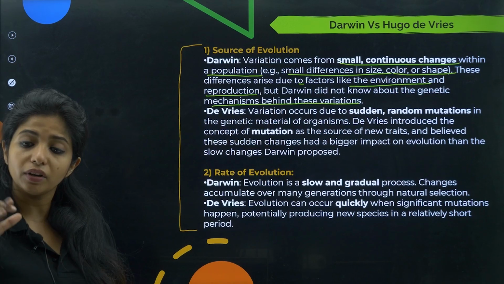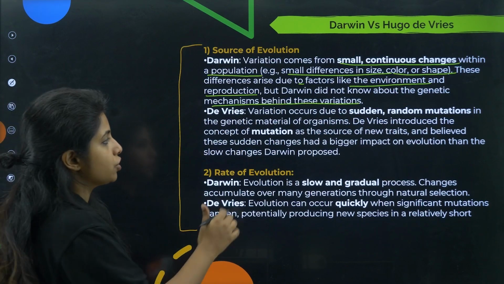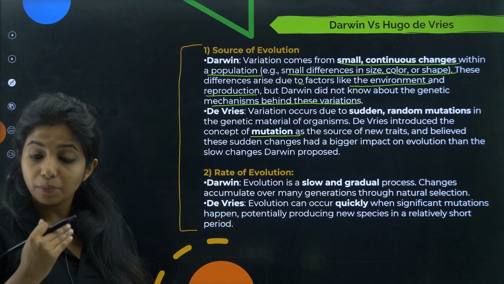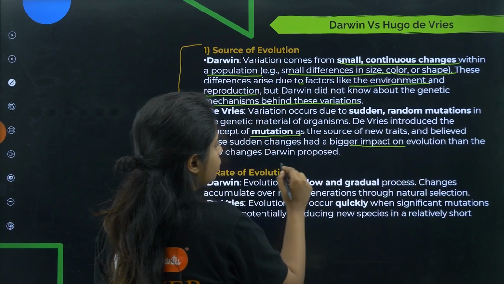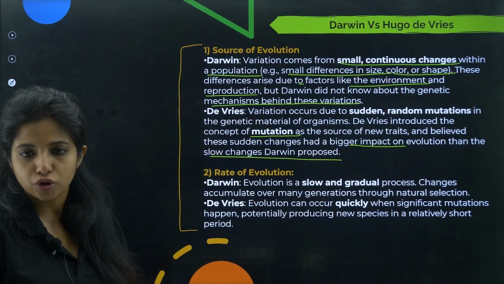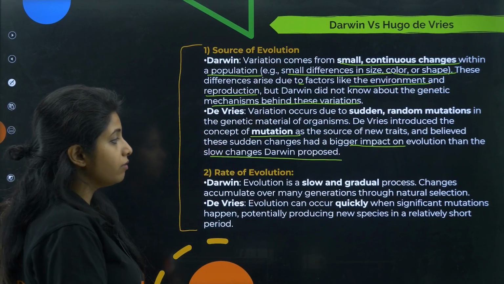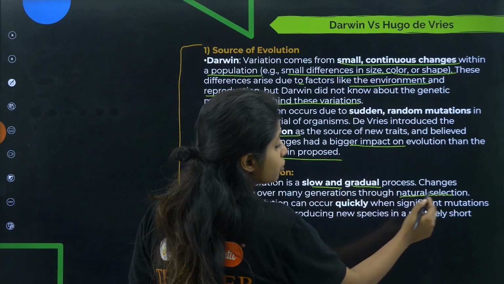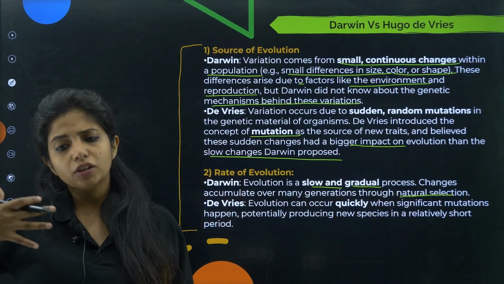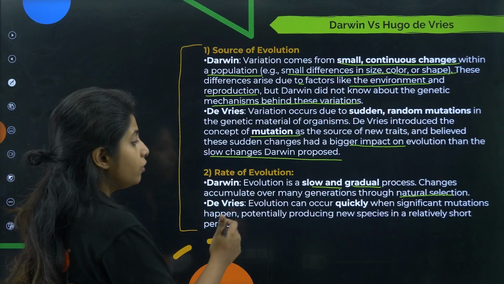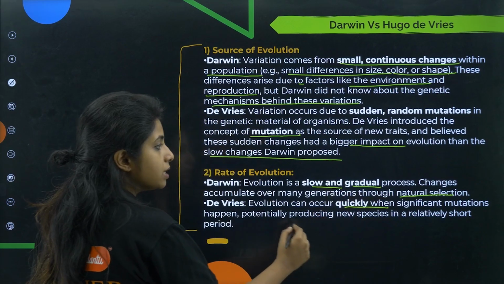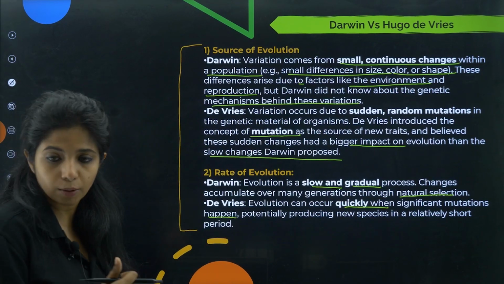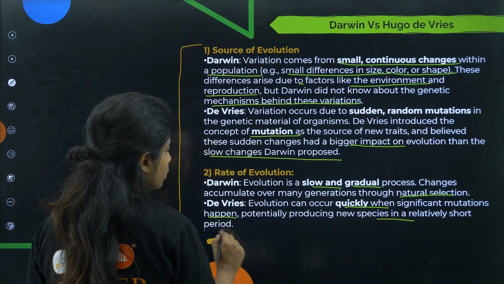Now, De Vries on the other hand said that variations occur due to sudden and random mutation in the genetic material of organisms. De Vries introduced the concept of mutation as a source of new traits and believed that these sudden changes had a bigger impact on evolution than the slow changes that Darwin proposed. Now, rate of evolution: Darwin said evolution is a slow and gradual process. Changes accumulate over many generations through natural selection. Whereas De Vries said evolution can occur quickly when enough significant mutations happen, potentially producing new species in a relatively shorter period.